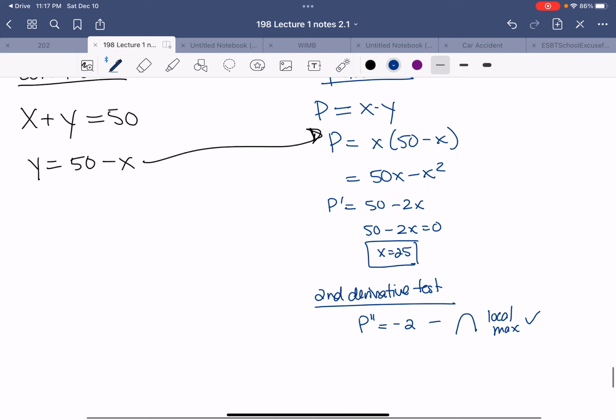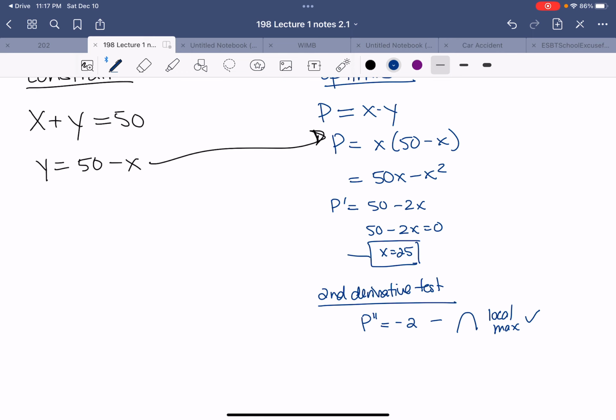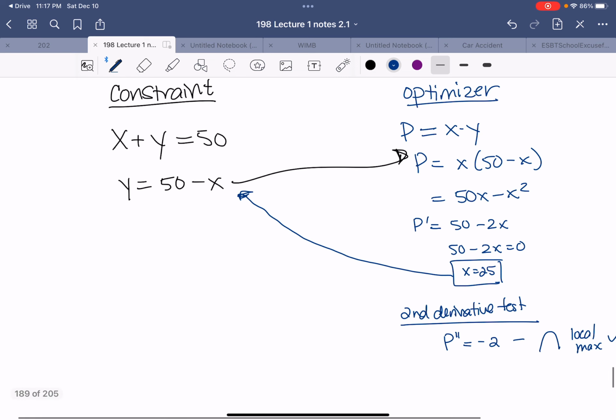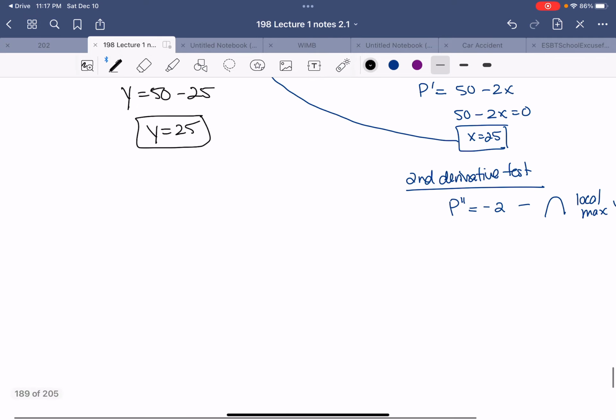So that works out. Then what I want to do is take my x equals 25 back over to my constraint in order to figure out my y. So here we're going to have y equals 50 minus 25, and my y comes out to be 25. So the two numbers are 25 and 25.